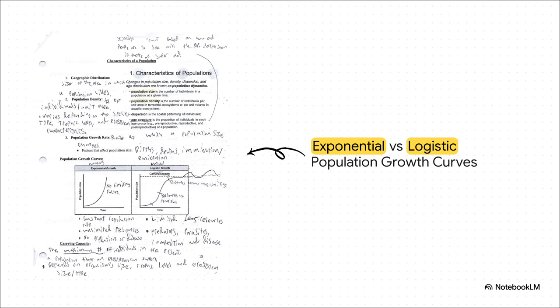So reality almost always looks like logistic growth. The population grows really fast initially, but then resources get scarce and the growth levels off into an S-curve. That flat line at the top, that's the carrying capacity. It is the ecosystem's strict, absolute mathematical ceiling for how many individuals it can successfully support.